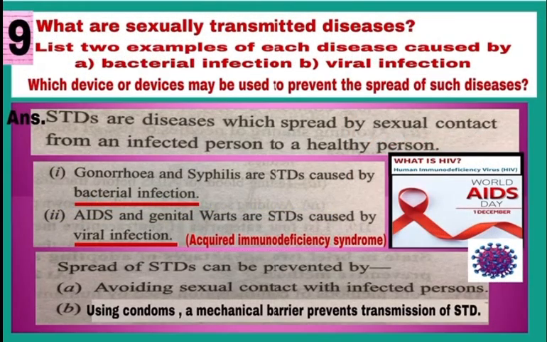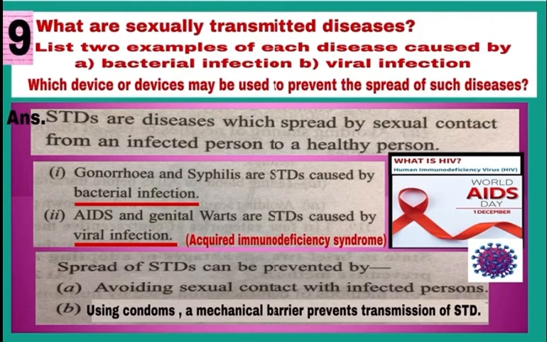Question 9. What are sexually transmitted diseases? जो diseases sexual contact से spread होती हैं, they are called as sexually transmitted diseases or STDs. So, STDs are diseases which spread by sexual contact from an infected person to a healthy person.